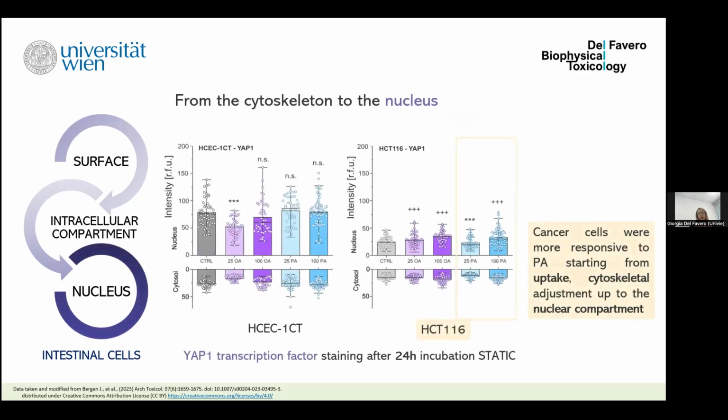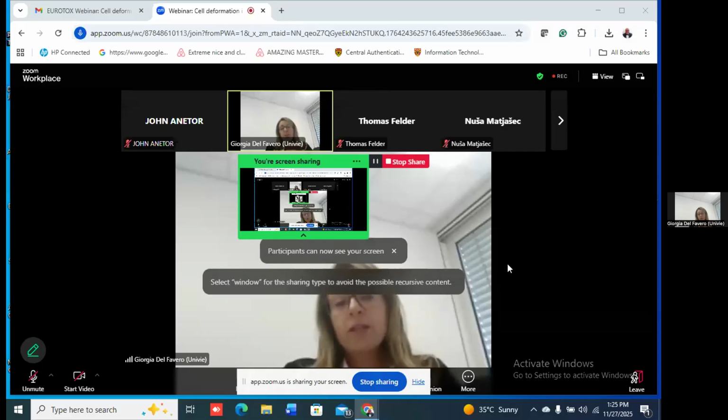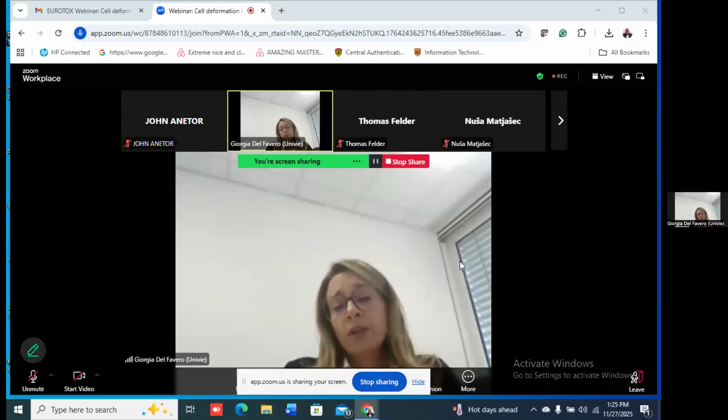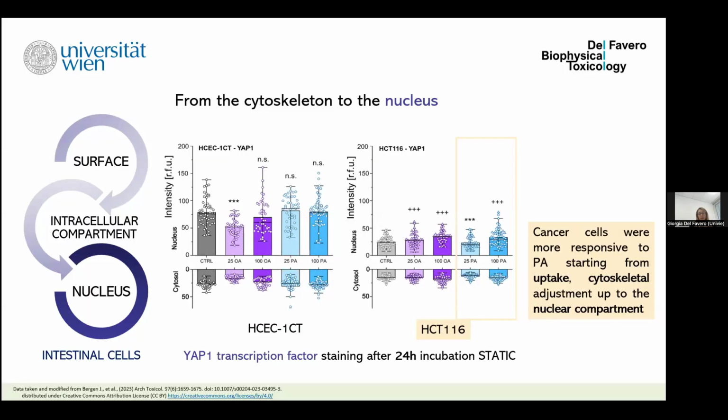We also had a look at transcription factors. Unfortunately, in this case, we couldn't perform the experiments in static and shear stress conditions, but we had a look at a very famous mechanosensitive transcription factor, one of the most studied, which is YAP1. As you can see here, highlighted in yellow, also in this case we have a significant variation in the cells that were exposed to palmitic acid, whereas for the non-transformed cells, we had no response. So all in all, the cancer cells were more responsive to palmitic acid, from the uptake at the cell surface, up to the cytoskeletal adjustment and the nuclear compartment.